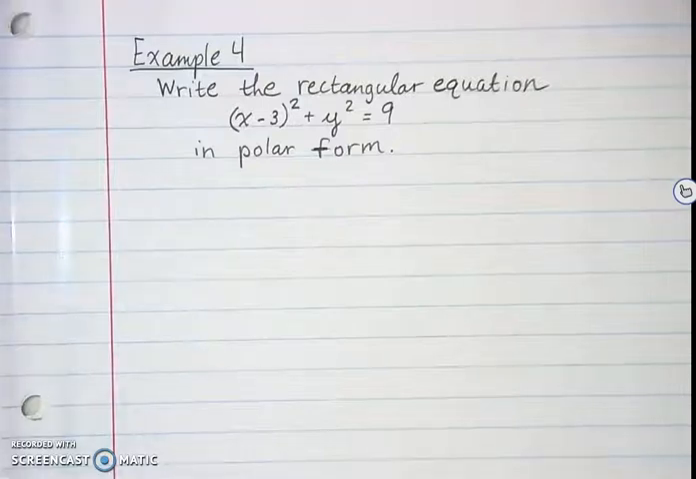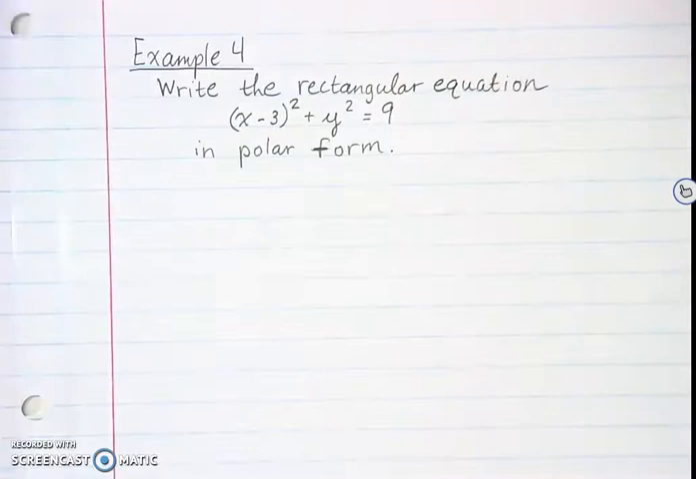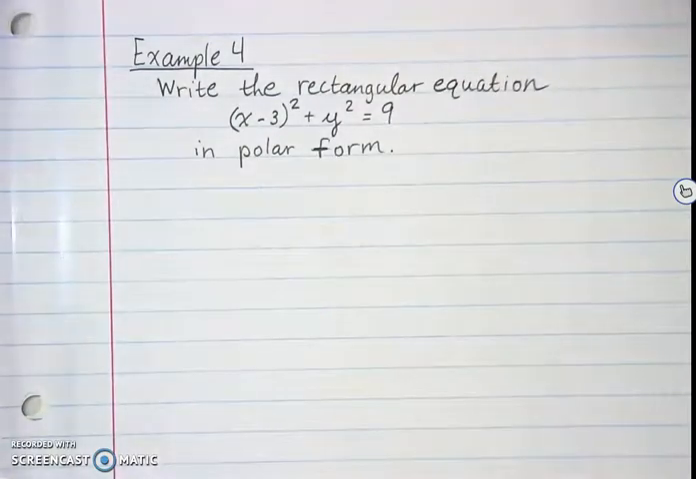All right, so here's example 4. And again, write this down first, and then we'll explain it and talk about it. We're supposed to write the rectangular equation (x minus 3) quantity squared plus y squared equals 9 in polar form. So we have x's and y's here, and we need to change that so we have r's and thetas. We can have cosines and sines in there, but it's going to be r's and thetas inside this problem instead of x's and y's.